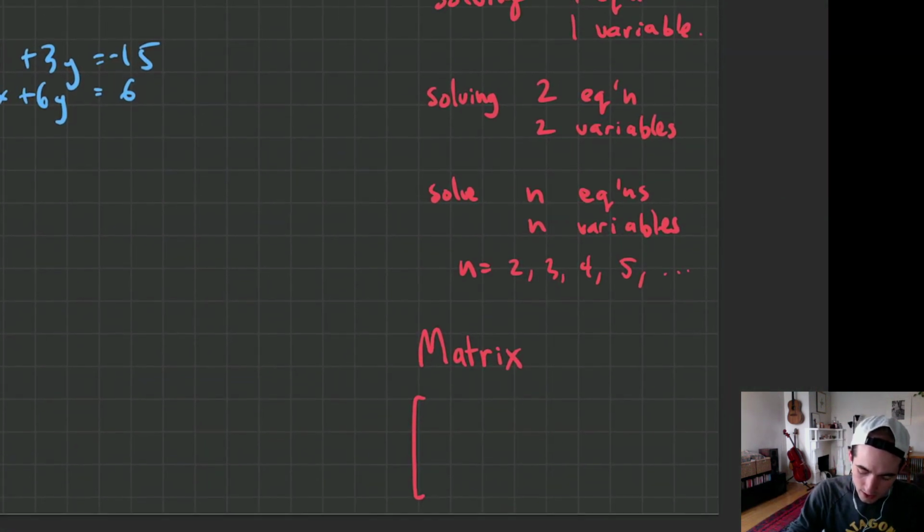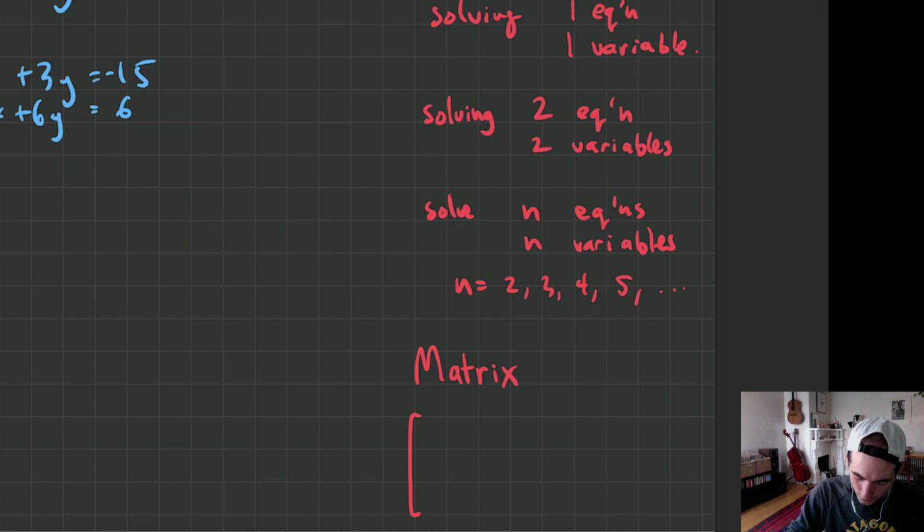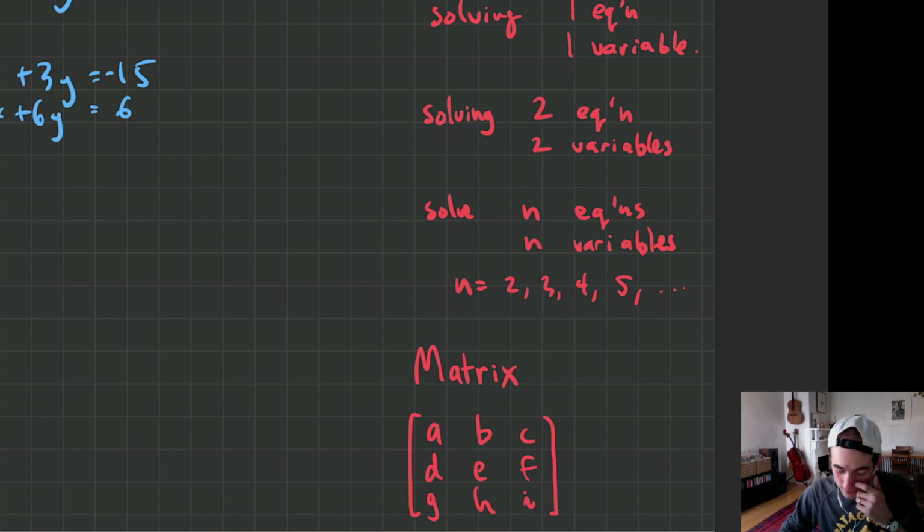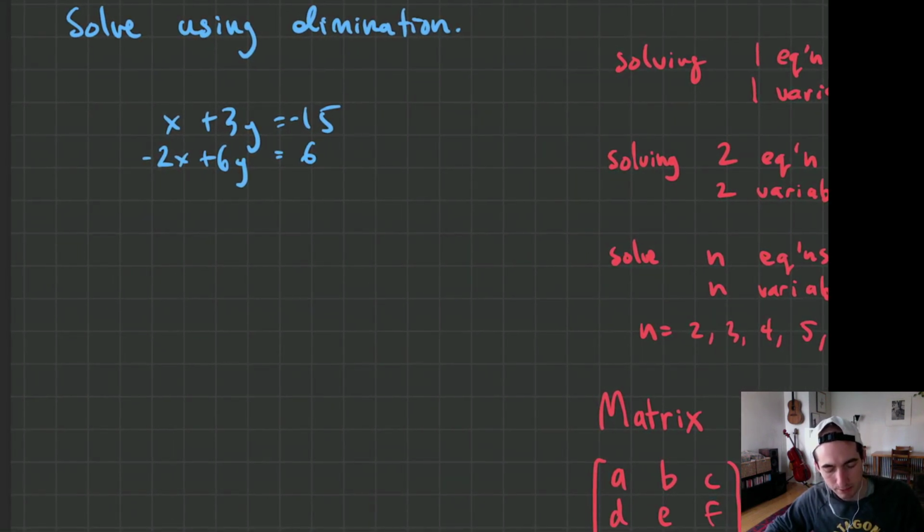So what you end up doing is you write a matrix with all the coefficients in here. So you'd have like A, B, C, D, E, F, G, H, I, right? And then you've got this matrix, and it's like this little square with these numbers. And then what you end up doing is you perform operations on the rows, and you switch rows upside down and stuff. And really all you're doing is this elimination method.